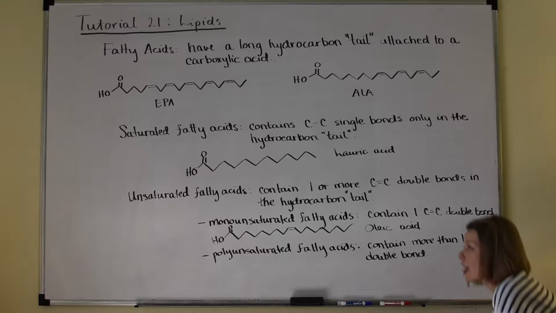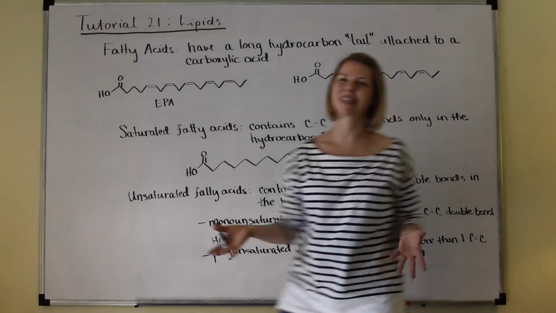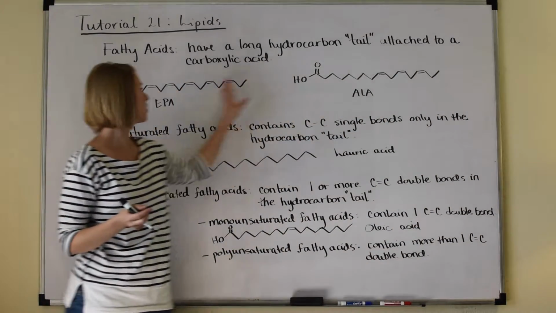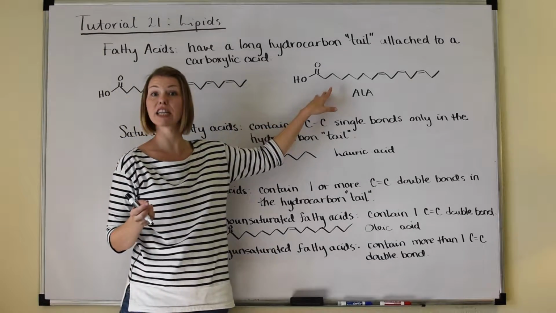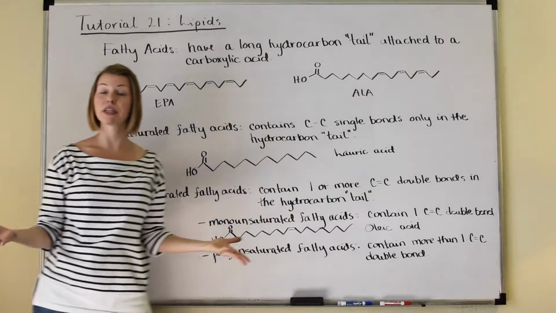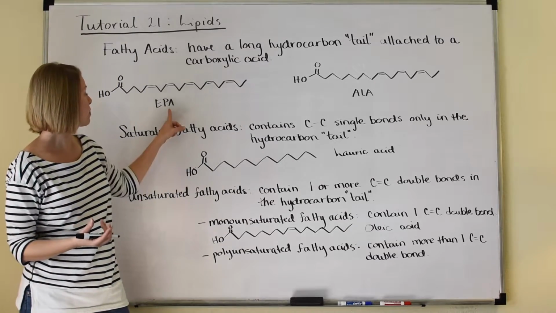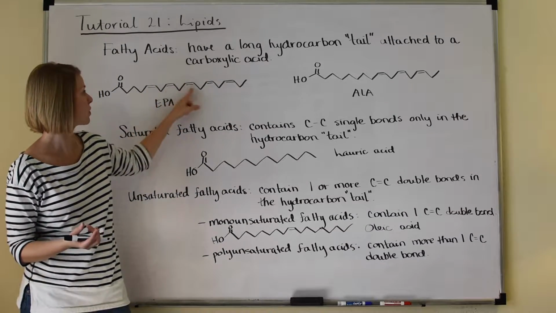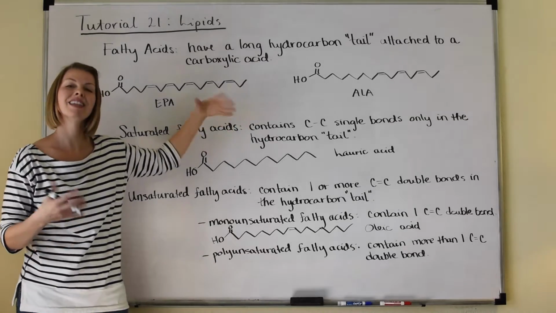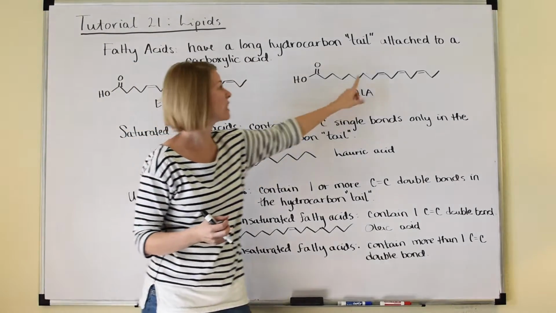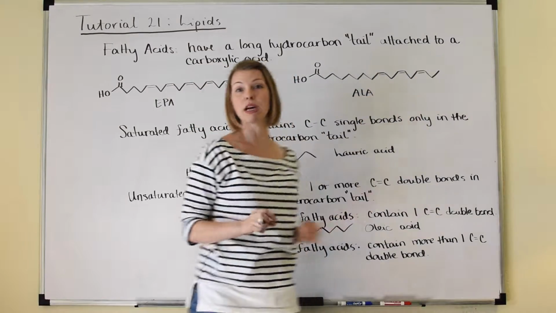Okay, and I don't actually have to draw any examples down here because the two examples of fatty acids that we had drawn on slide 2 already happen to be polyunsaturated fatty acids. You'll see that the EPA contains 1, 2, 3, 4, 5 double bonds, all of the cis geometry, and the ALA contains 1, 2, 3 double bonds.